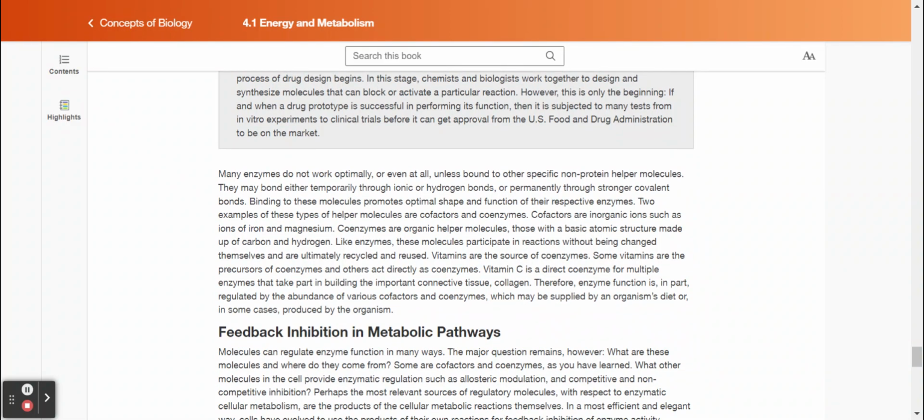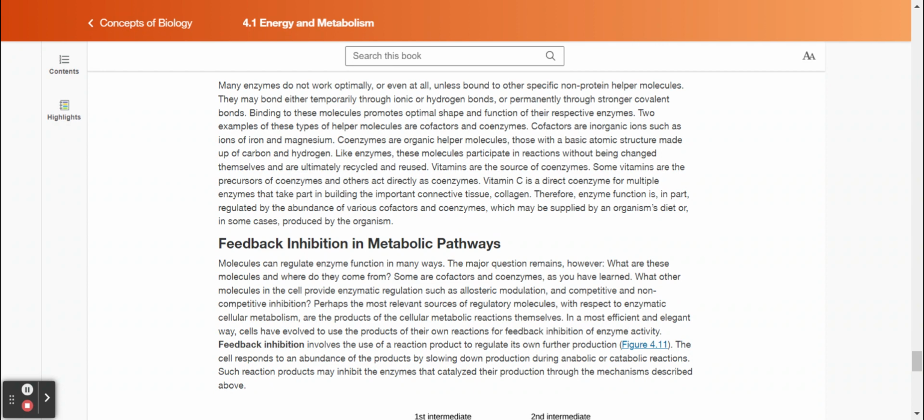If and when a drug prototype is successful in performing its function, then it is subjected to many tests, from in vitro experiments to clinical trials, before it can get approval from the U.S. Food and Drug Administration to be on the market.